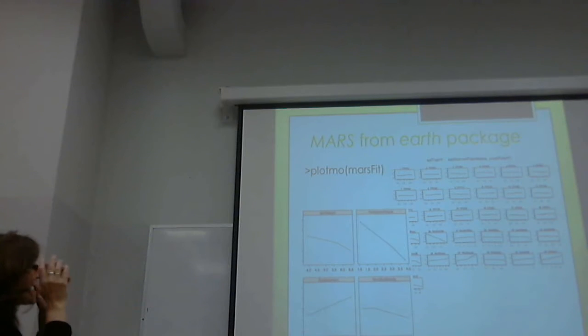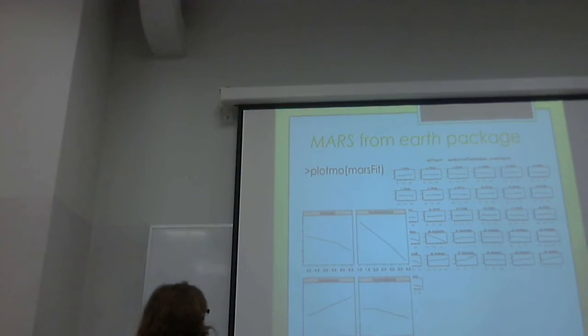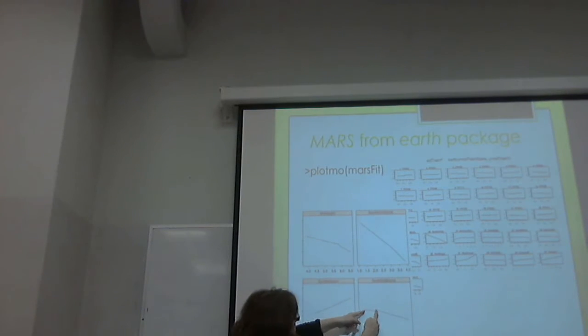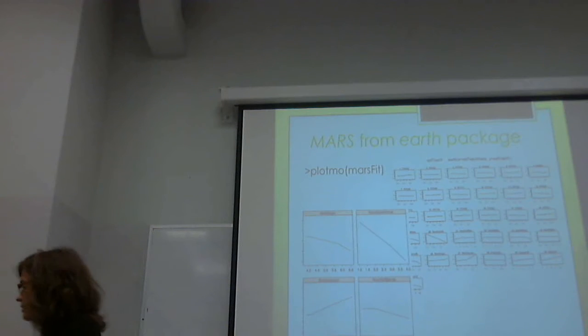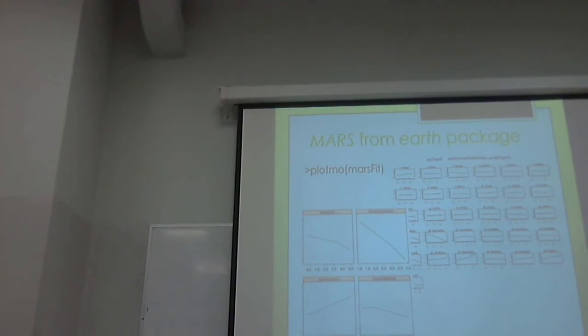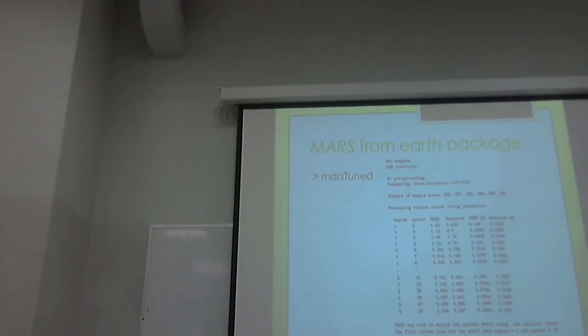Multivariate adaptive regression splines. Splines are these pieces, these piecewise functions. It's called splines. That's why it is MARS. It's nice to know about this model.